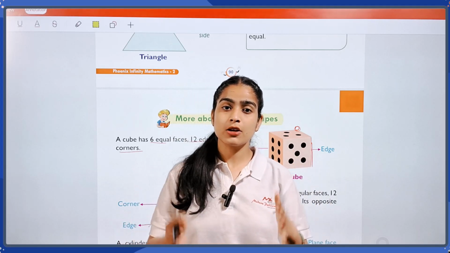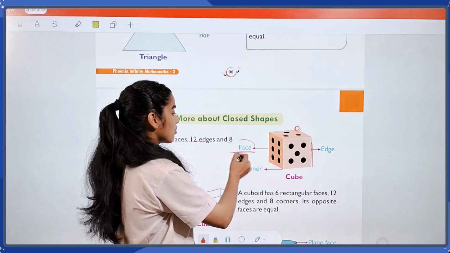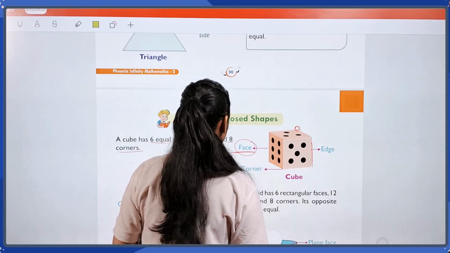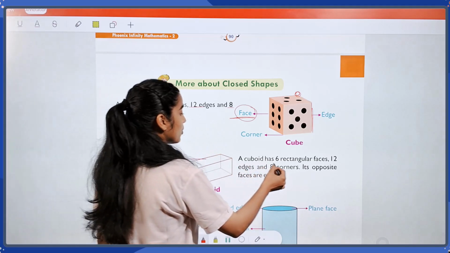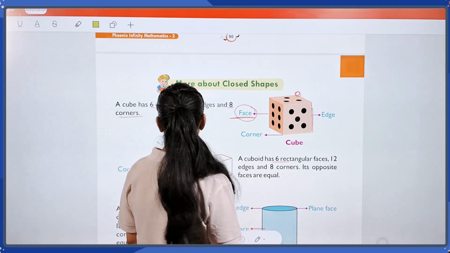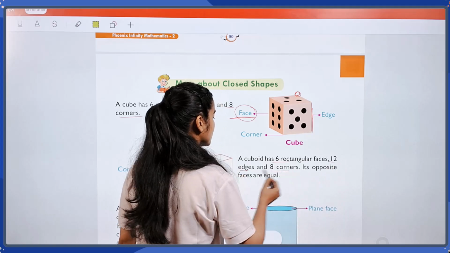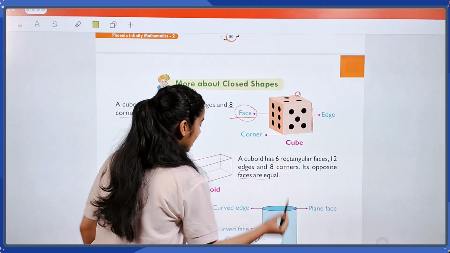So when we are seeing only the front side of it, or the back side of it, these are called faces. Right now this is my back side, so you are able to see only my back side. This is what is meant by face. Now a cuboid has 6 rectangular faces, 12 edges and 8 corners. Its opposite faces are equal. In a cuboid, opposite faces are equal.